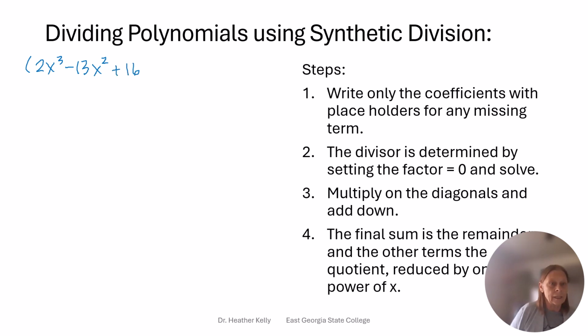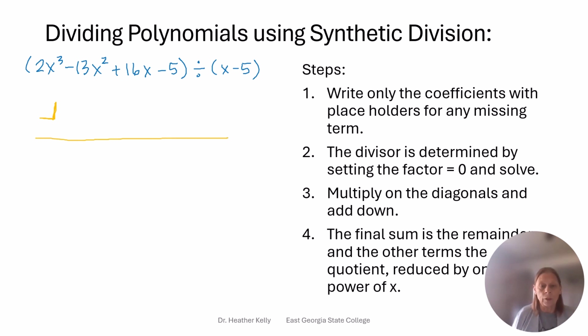Plus 16x minus 5, and we're going to divide that by x minus 5. Okay, so here are the steps for doing synthetic division. First, you've got to set up your little situation. So you make this little backwards L, leave some space, and a long line across.